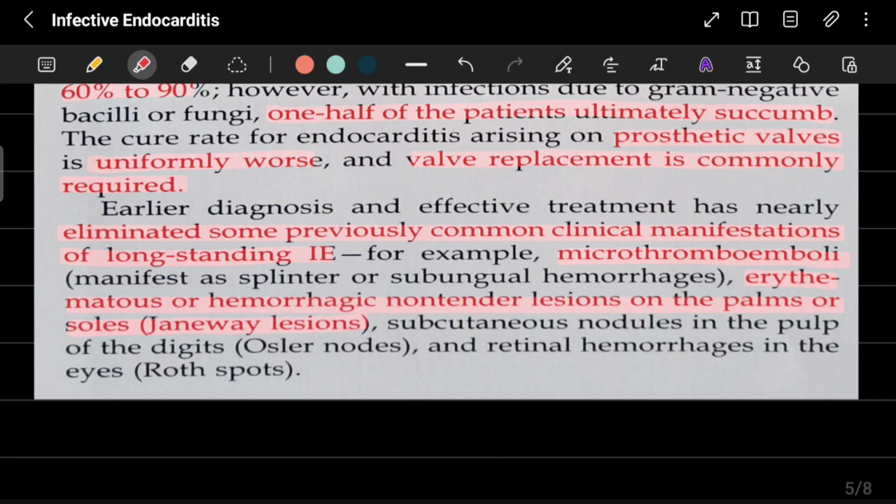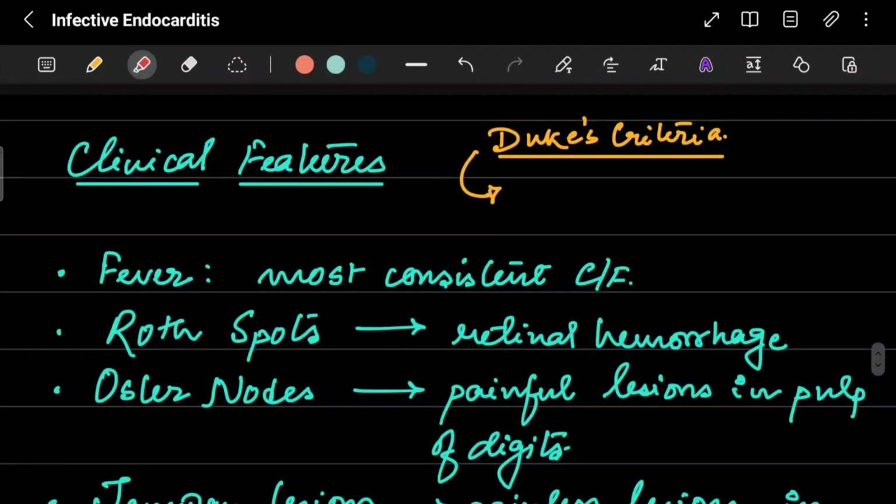Those are known as Janeway lesions, subcutaneous nodules in the pulp of the digits known as Osler nodes, and retinal hemorrhages in the eyes known as Roth spots. So let us just summarize whatever we learned.